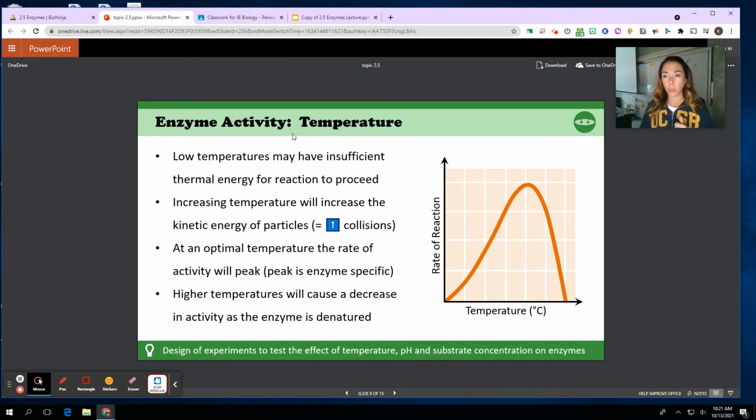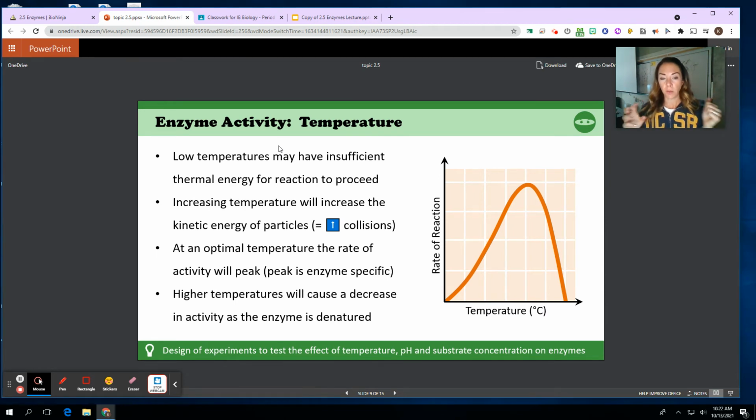So the temperature, right? So looking at the temperature is one of those factors. So lowering the temperature, think about what that's doing to the particles that are bouncing around. So if I have less movement by the molecules, that lower temperature might not have enough thermal energy for that reaction to occur, right? So when I lower the temperature of the reaction, I get fewer particles coming together. Now, if I increase the kinetic energy, I'm going to increase the amount of collisions.